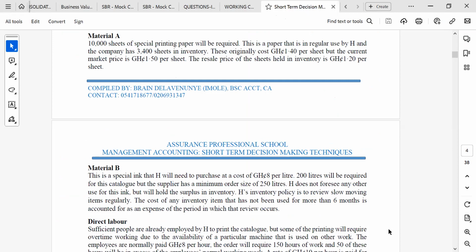Forget about what they are saying that the cost of the inventory will be an expense. No, it will just be in the store. They are not going to use it for anything because there's no other use.